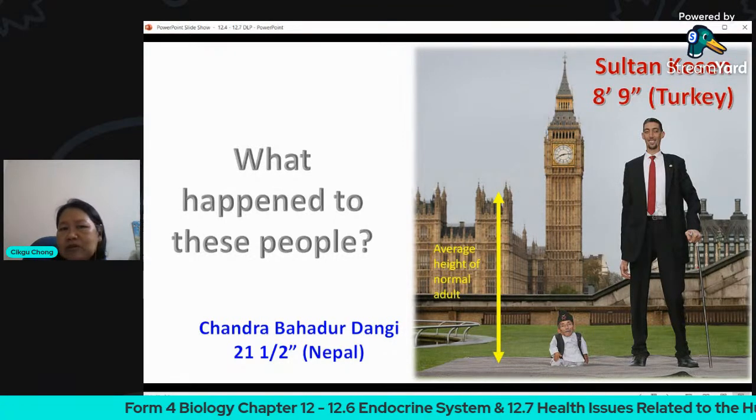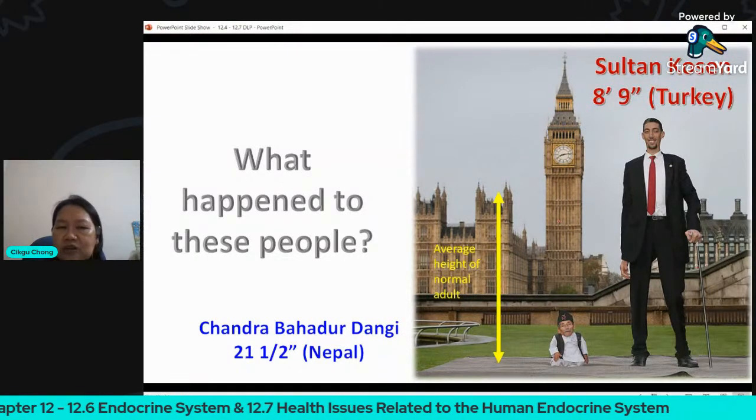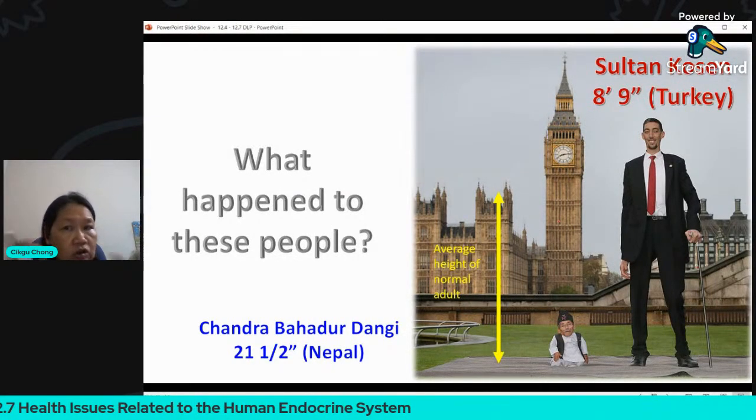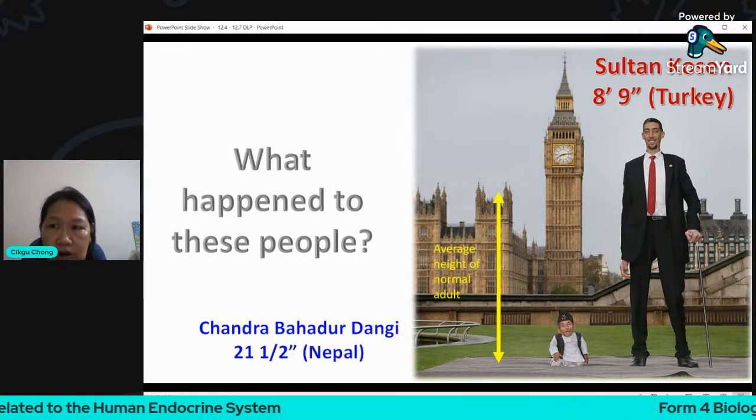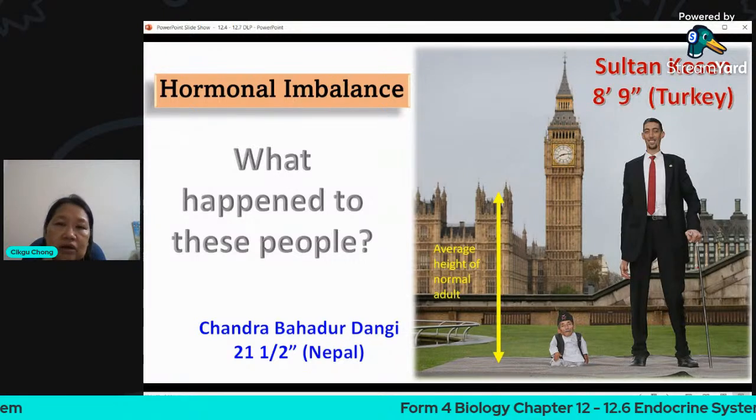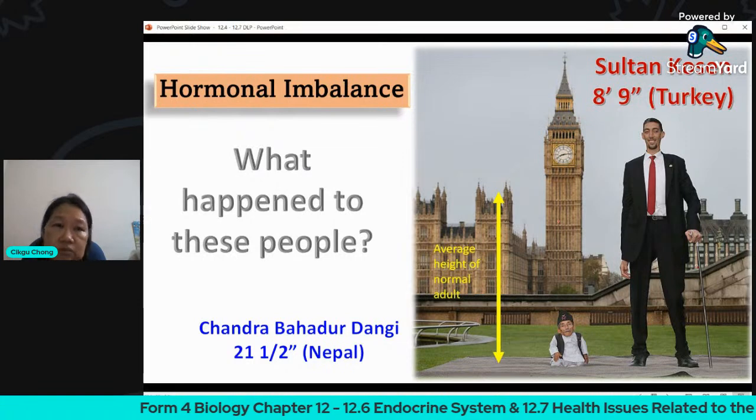Okay. So what happened to these people? How do they grow to be so tall? And how does Chandra Bahadur Dangi become so short? So there must be something happening there which is not normal. It has to do with the hormones. This is hormonal imbalance, because either too much of a certain hormone or too little of a certain hormone will give you these problems.